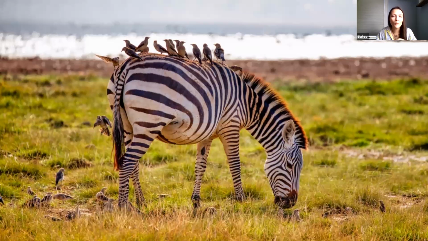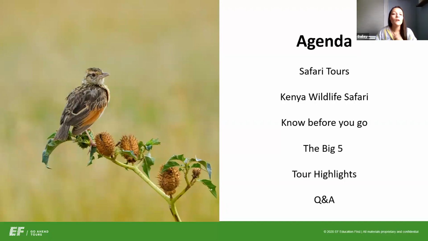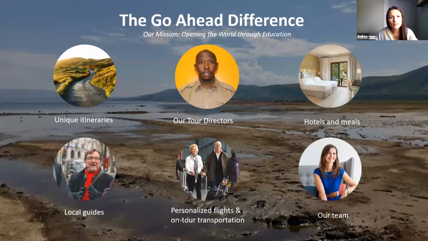So let's talk about what we're going to cover today. First, we'll briefly touch on safari tours with Go Ahead and the different ways that you can experience wildlife with us. We'll talk about the itinerary we're covering today, which is our Kenya Wildlife Safari. We'll have a few tips for you to know before you head out, and we'll learn about the Big Five and some tour highlights that we have. And then, of course, we'll end our presentation here with a live Q&A for you to ask our special guests some questions. Now, first, let's talk about the Go Ahead difference.